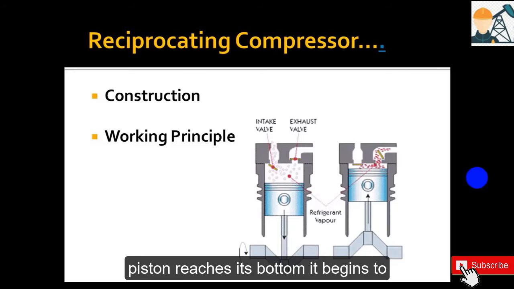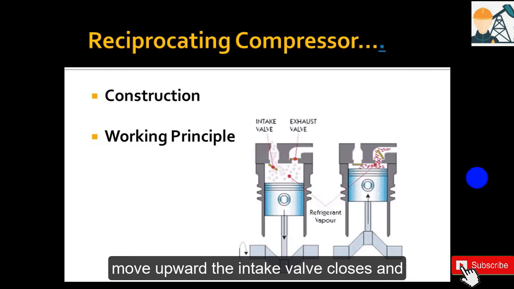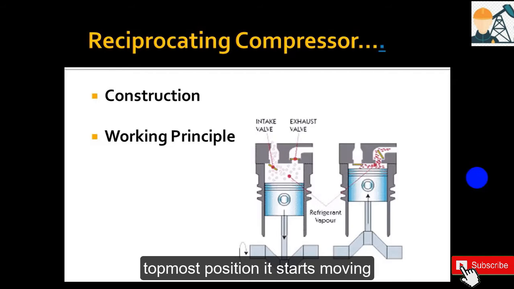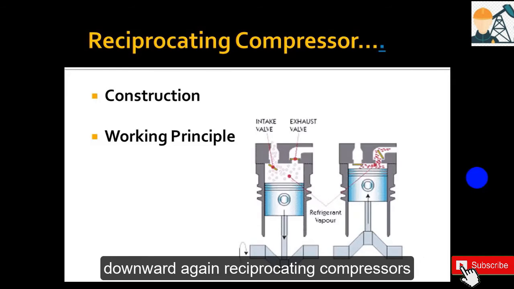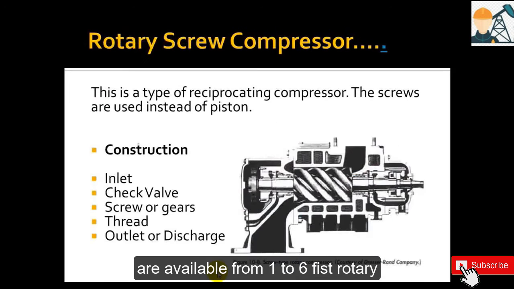After the piston reaches its bottom, it begins to move upward. The intake valve closes and the refrigerant moves through an exhaust valve. As the piston continues to move, it compresses the refrigerant and increases the pressure. Once the piston reaches its topmost position, it starts moving downward again. Reciprocating compressors are available from 1 to 6 pistons.